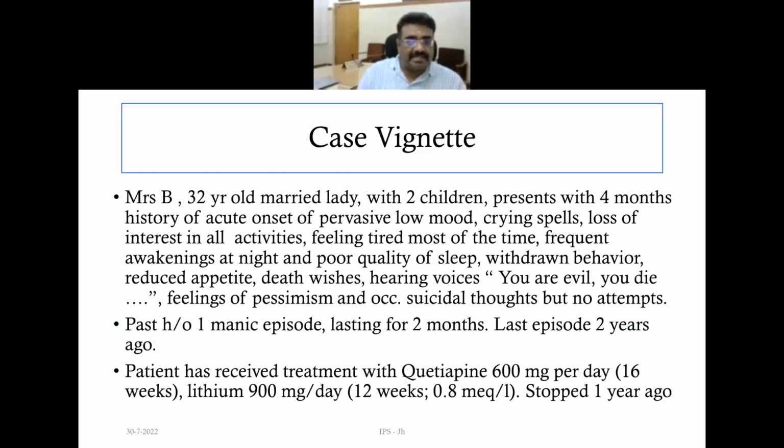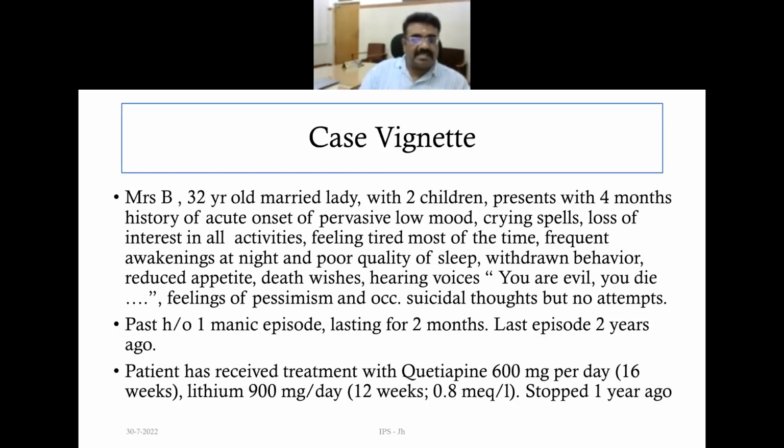Well, let's start with a case vignette just for illustration. You have a 32-year-old married lady with 2 children, who comes to us with a 4-month history of acute onset of pervasive low mood, crying spells, loss of interest, feeling tired most of the time, frequent awakenings at night, poor quality of sleep, some degree of psychomotor retardation, withdrawn behavior, reduced appetite, death wishes, and hearing voices saying that you're evil and you're going to die. Feelings of pessimism, occasional suicidal thoughts, but no suicidal attempts.